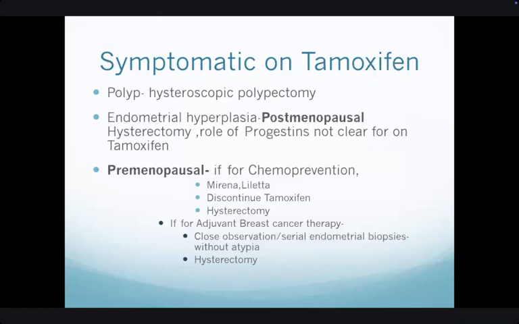But if they are on tamoxifen for adjuvant breast cancer therapy, you can just monitor them with close observation and do serial endometrial biopsies, and ideally you'd want to see endometrial hyperplasia without atypia. If it's with atypia, then it's a different ballgame altogether. Then you can offer them hysterectomy.